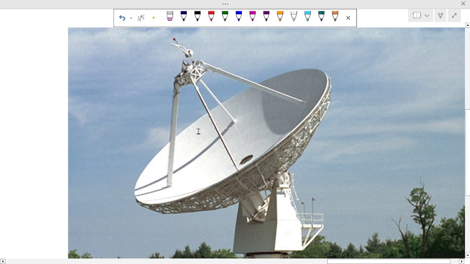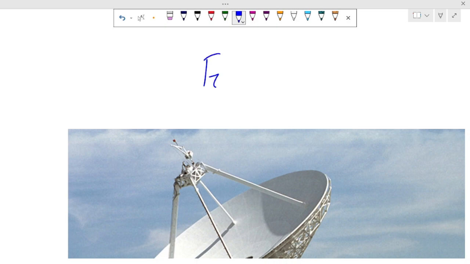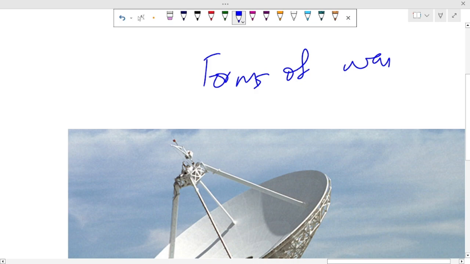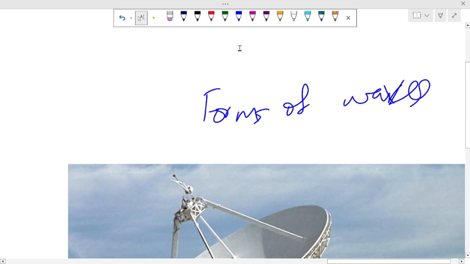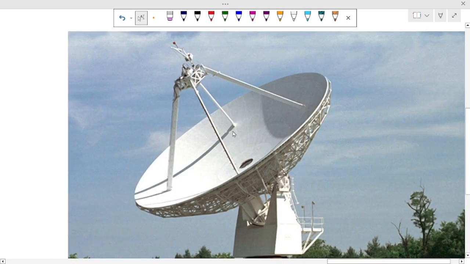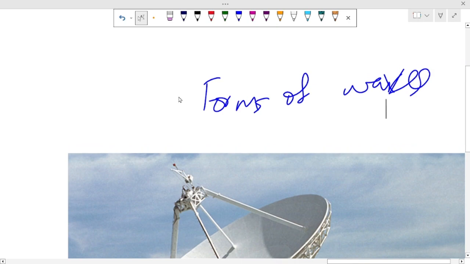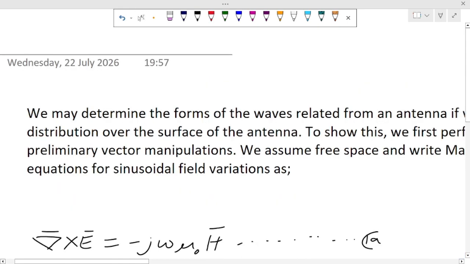The forms of wave. When we say forms of wave, we are saying: what is the intensity of the wave, or what is the direction of the wave, or the properties or characteristics of the wave that is radiated from this antenna. When we say wave here, we mean what? Electromagnetic wave.